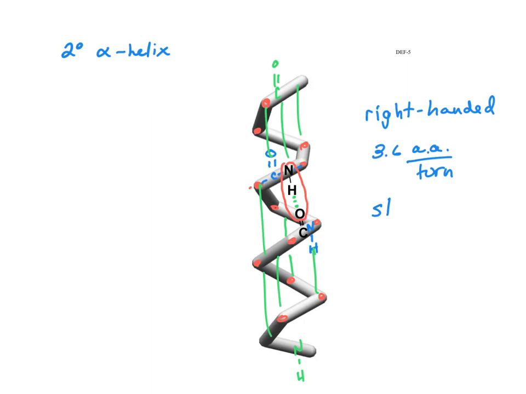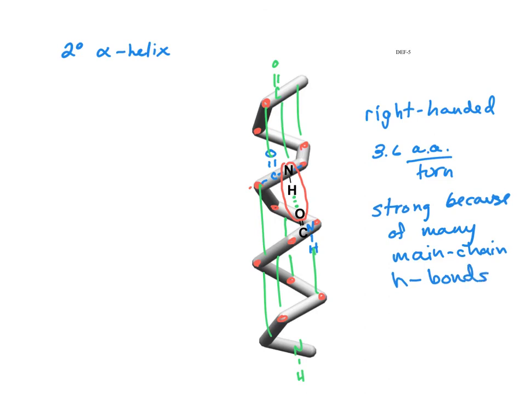Let's just write down this other thing as well. This is strong. We've already said it, but let's write it down. Strong because of many main chain hydrogen bonds. Remember we said secondary structures are held together by main chain H bonds.